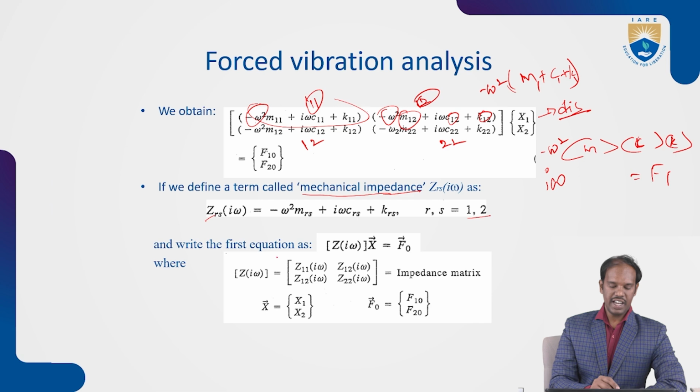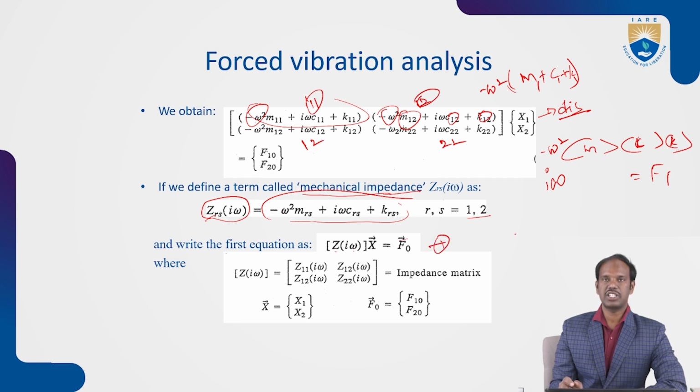Okay. And now we are writing the first equation, Z of i omega times x bar. Here in this term we are replacing all these equations. From all these equations we are replacing the mechanical impedance with this term. So all these terms, 1 1, 1 2, 1 2 and 2 2, we have replaced with these terms of Z of i omega, which is given as the first equation.